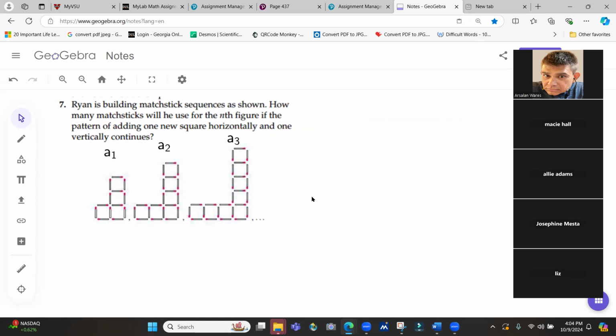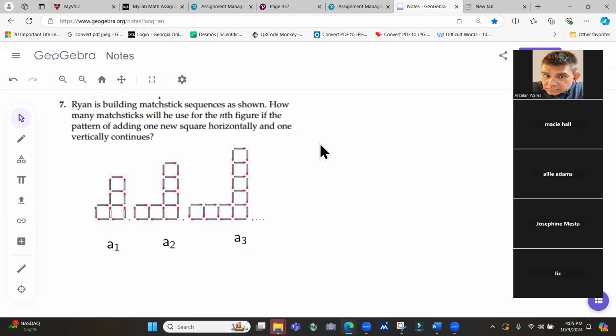Now, when you see this, guys, sometimes they'll ask for the number of squares, sometimes they'll ask for the number of sticks. Here, they're asking for the number of sticks. Read it carefully. Sometimes people read squares and they give me the wrong answers. So I'm going to put the first term like this, the second term, and the third term.